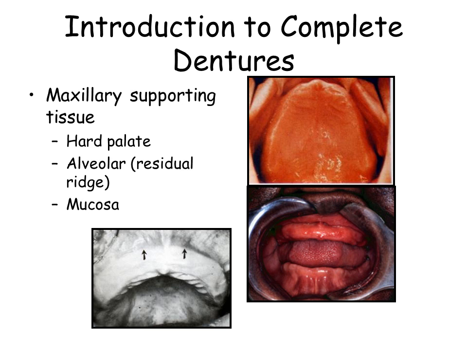Mucosa also supports the denture. The black arrows denote the line of demarcation between the attached and unattached mucosa. Attached mucosa is desirable for support. However, it is the peripheral area that contributes to the border seal.